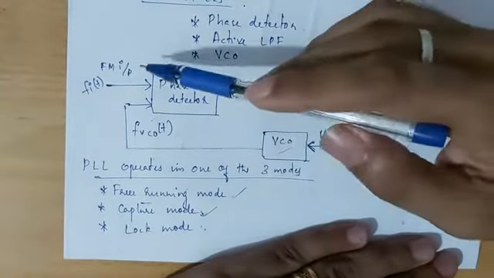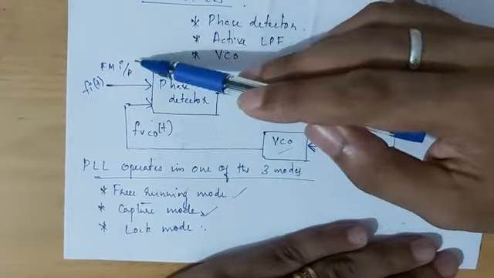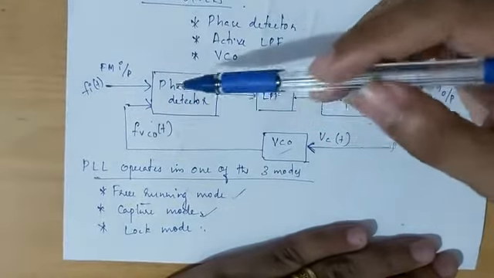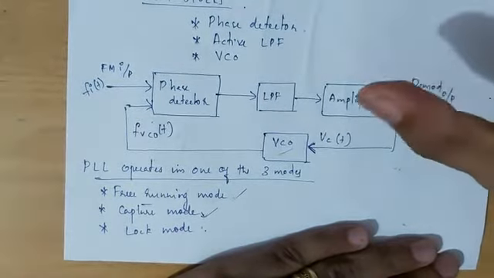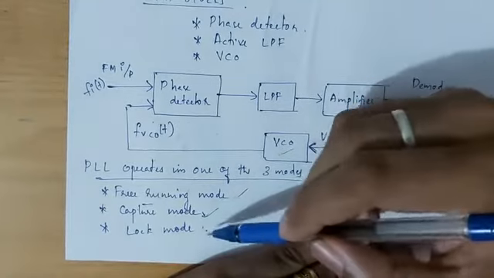So whenever this FM input frequency and this VCO frequency become equal, that mode is known as lock mode.